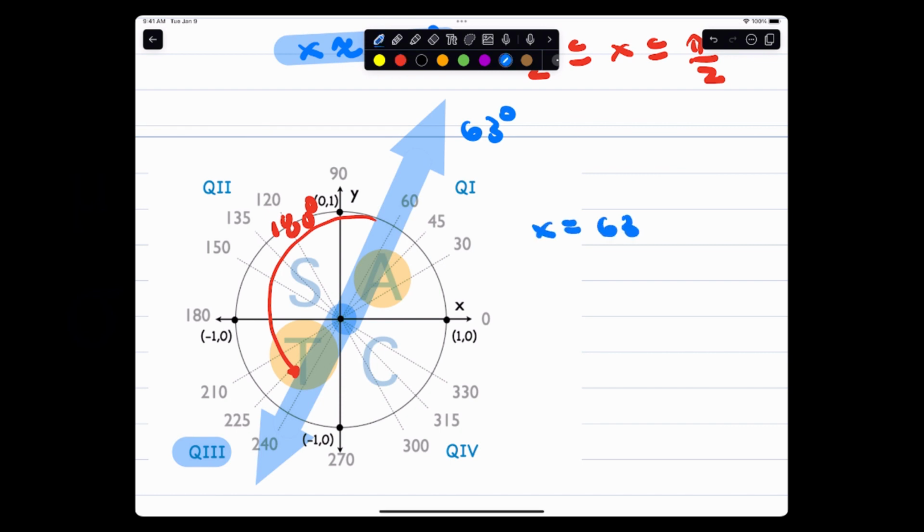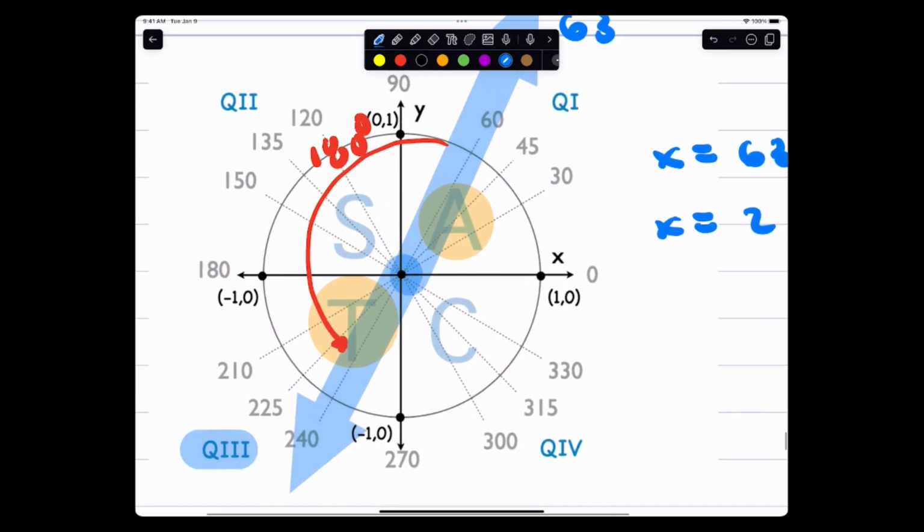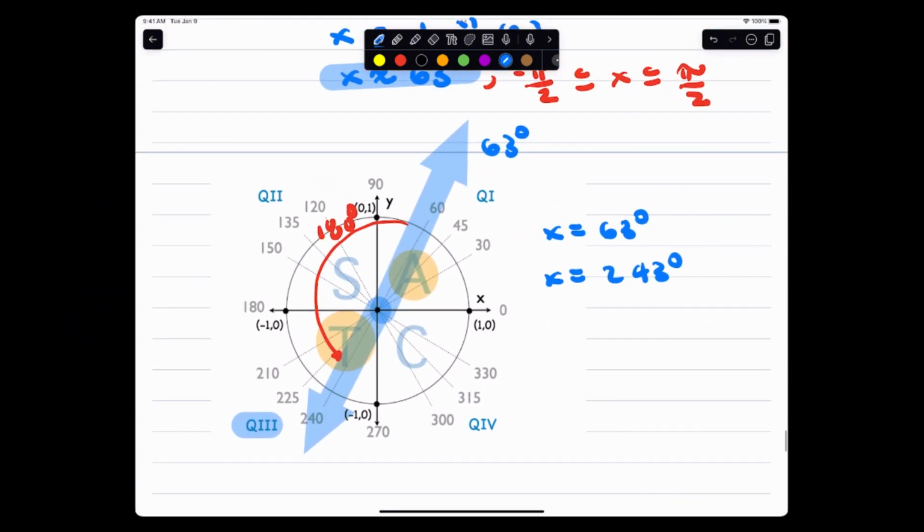X is 63 degrees, and X is 180 plus 63, 243. So you have the two solutions. Okay, 243, because it's 180 plus 63. Those are the two solutions.